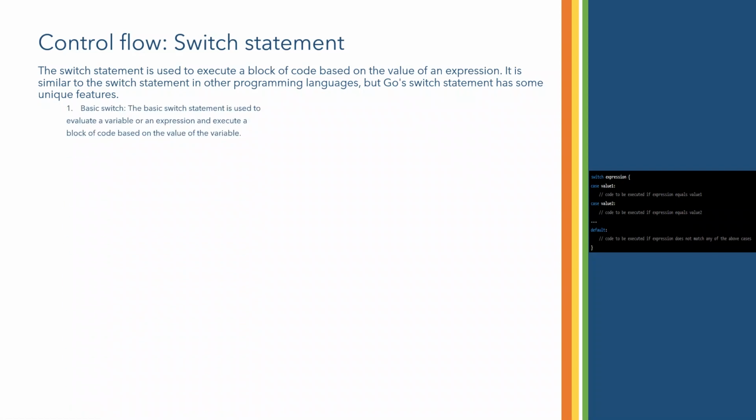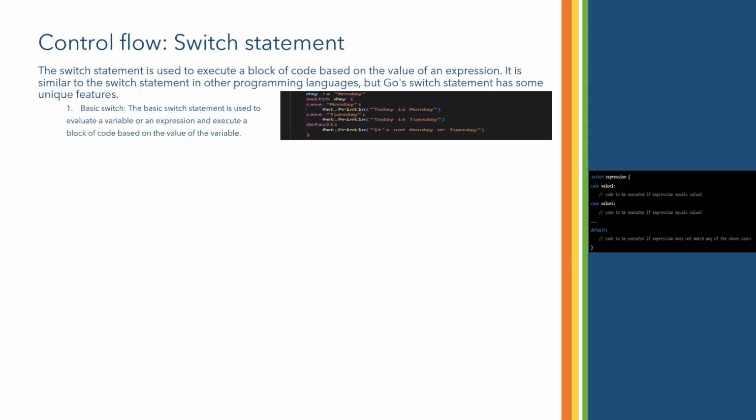If the expression does not fall in any case, then the default will be executed. The basic switch statement is used to evaluate a variable or an expression and execute a block of code based on the value of the variable. For example, switch day: you can write all the days like case Monday, case Tuesday, and so on. On default also, if it has not fallen into any of the cases, then the default will be executed. In this case Monday, it will print today is Monday.